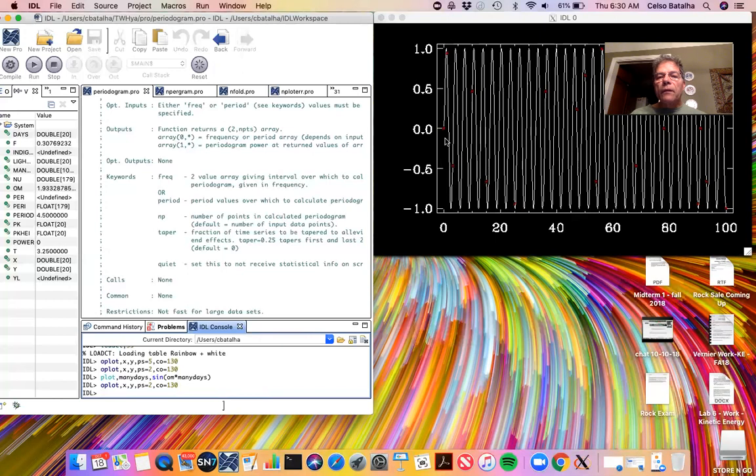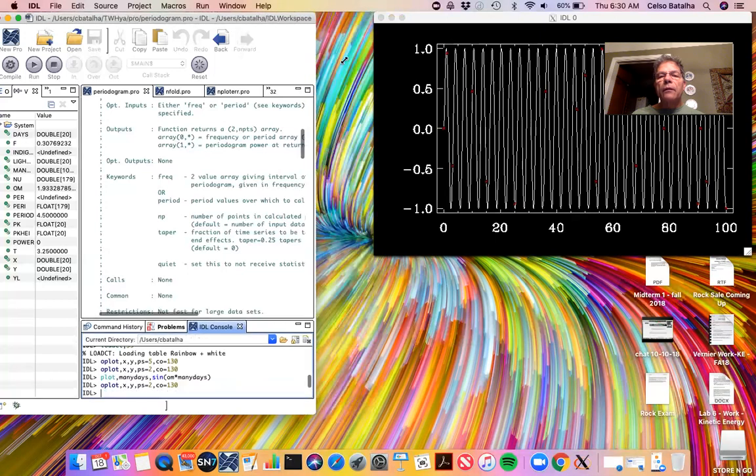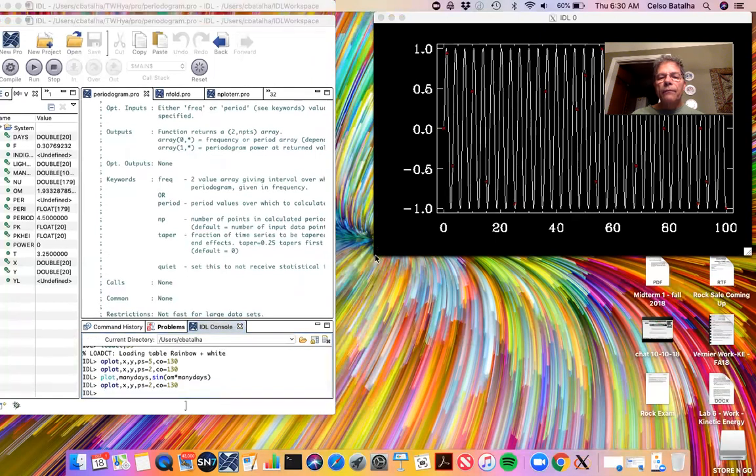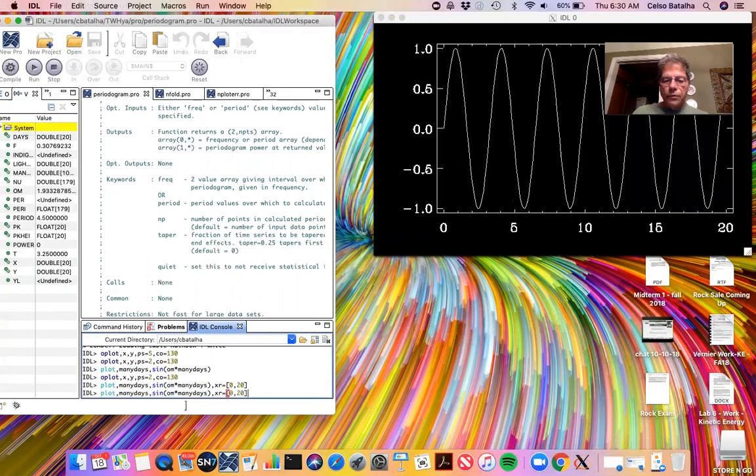I'm plotting now the data for the days we observe. I don't know if you can see, and I don't know if I can expand this graphic. What I can do is expand it for, let's say, 20 days only, and then I will overplot the few data points observed.